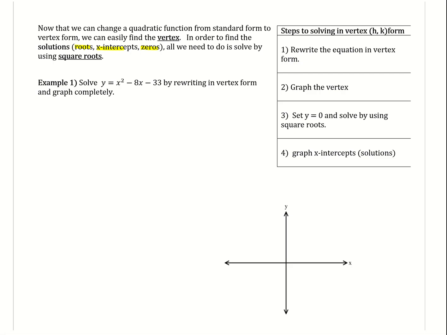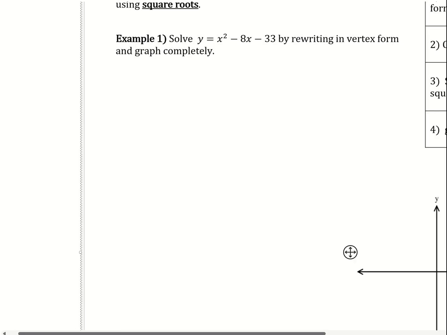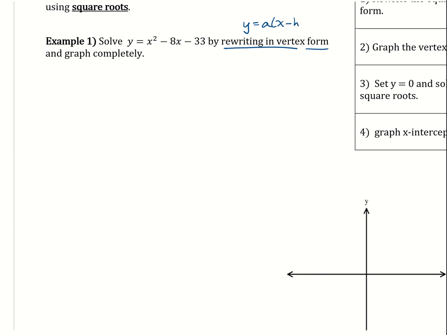All right, so what we're going to have to do is take what we've done in the previous units and rewrite our given equation that's in standard form into vertex form. We're going to do that by completing the square, okay? And that's what it's asking us to do right here, is rewrite it in vertex form, which remember is y equals a(x minus h) squared plus k. So the process that we've used to do that is called completing the square.